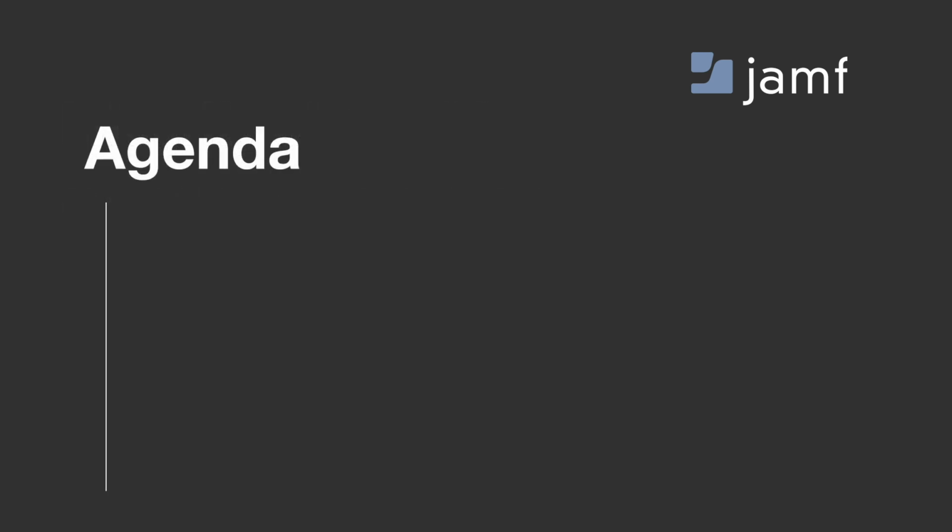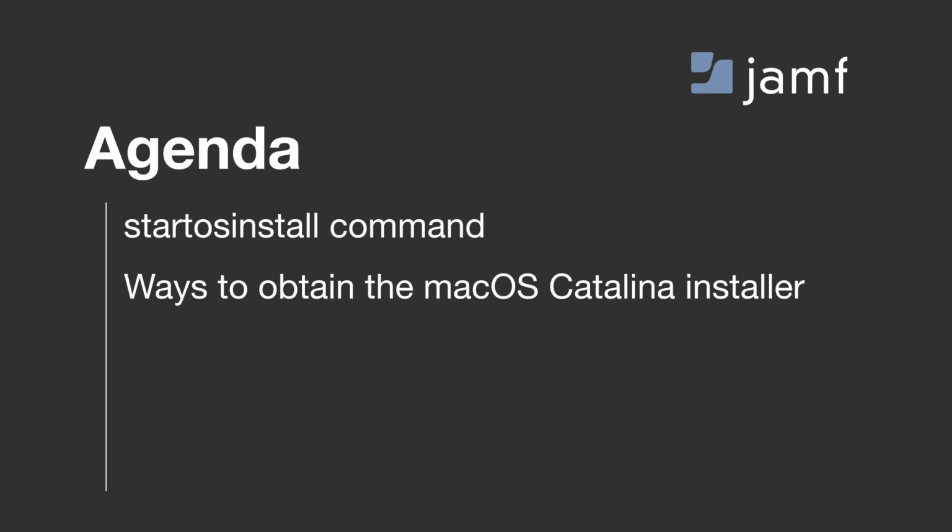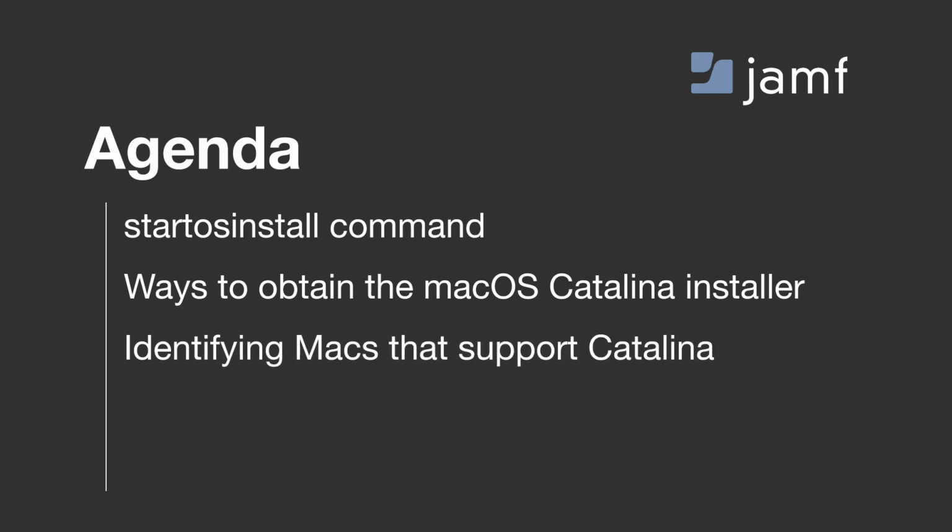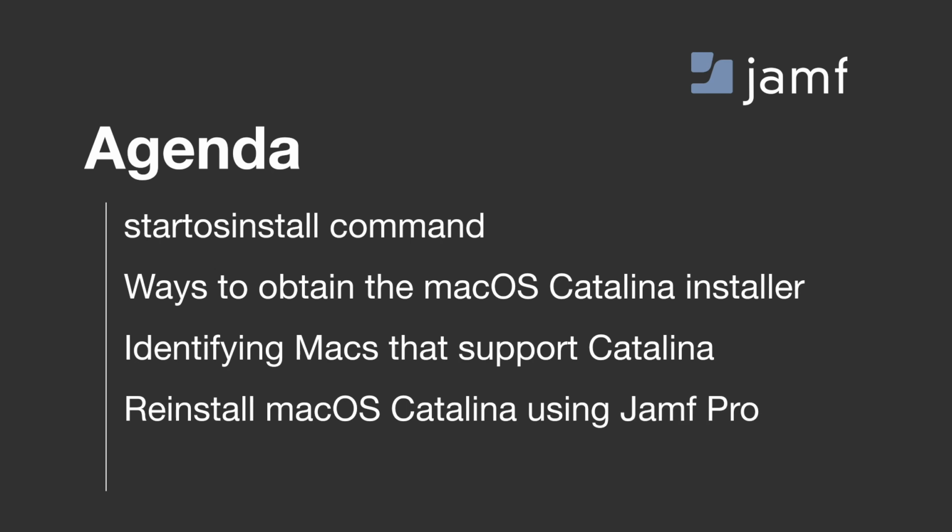We're going to keep this webinar short and focused on reinstalling macOS Catalina. But keep in mind that much of what I'm showing you today is useful for upgrading an earlier macOS like High Sierra or Mojave to Catalina. So to start, we'll cover the startosinstall command and how it works. We'll look at how to get the Catalina installer, including a new feature added to the softwareupdate command. We'll then put together a couple of workflows to install Catalina automatically as well as through self-service. And then at the end of the webinar, I'll provide a link to some resources around what we're covering.